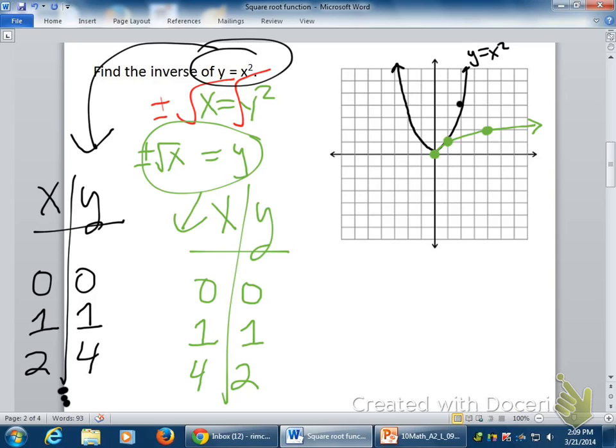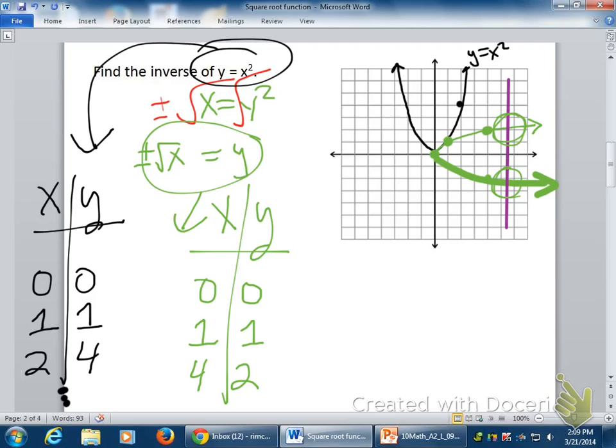Now, how do I get the rest of it to make it look like an inverse? I could use my symmetry, right? So I could put a point here and a point here, and I could make the rest of it symmetrical. But what's the problem with this? We talked about it yesterday. It's not a function, is it? It fails the vertical line test. If I draw a vertical line anywhere, right there, it fails the vertical line test here and here. So it's actually not a function, is it?